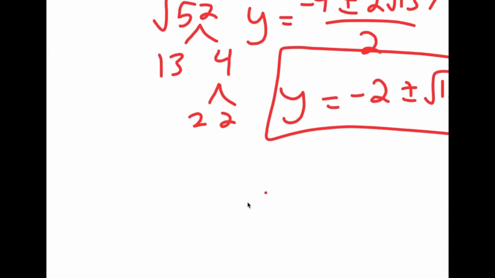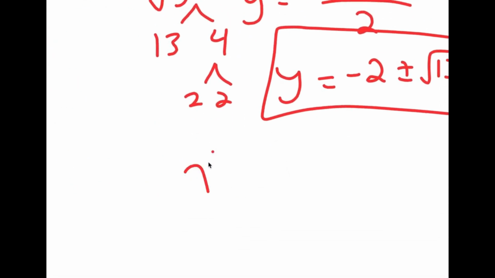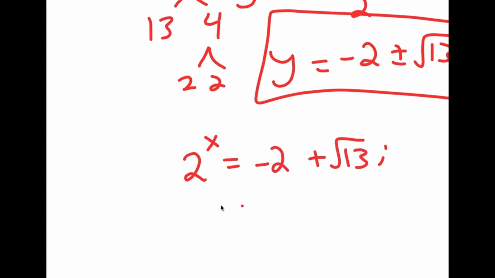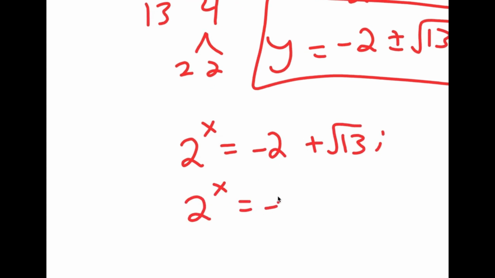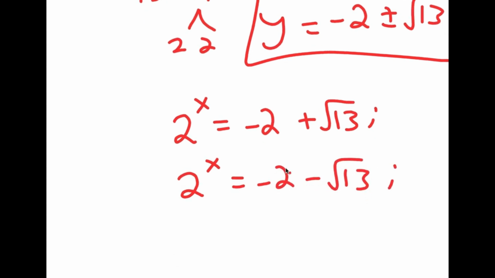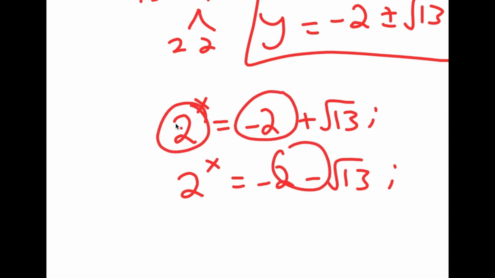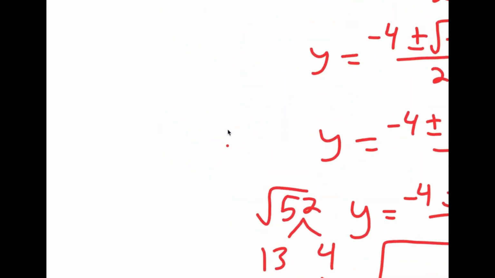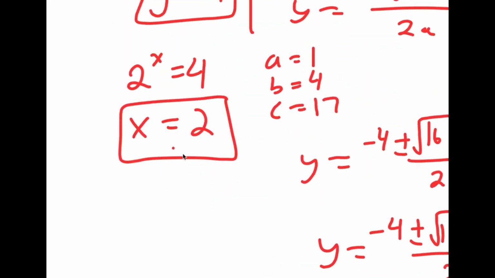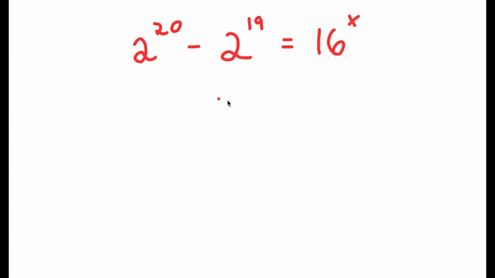And I also get 2 to the power of x is equal to negative 2 plus the square root of 13i, and 2 to the power of x is equal to negative 2 minus the square root of 13i. Well, 2 to the power of x, we can't take the power of a positive number and make it equal a negative number. So there's no solutions for these two, and x equals 2 is my only solution to this problem.